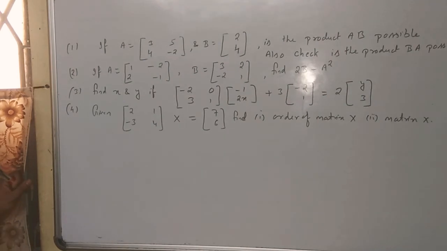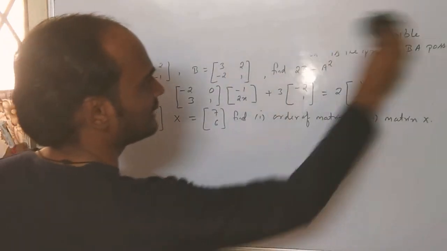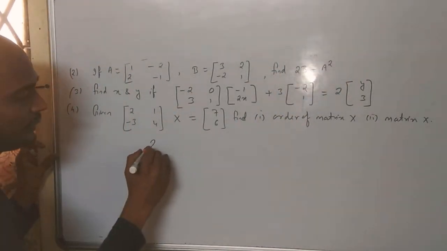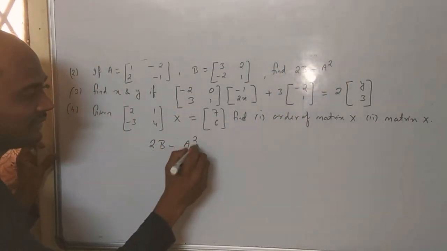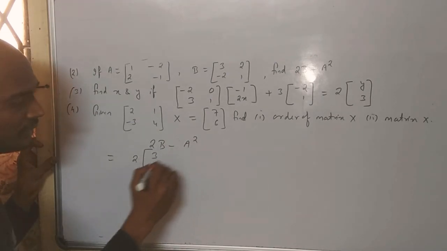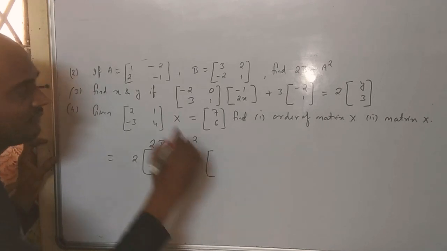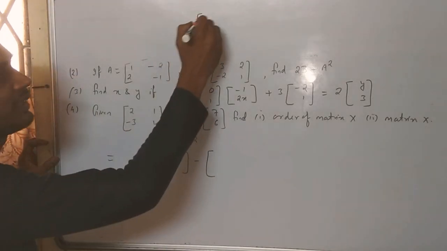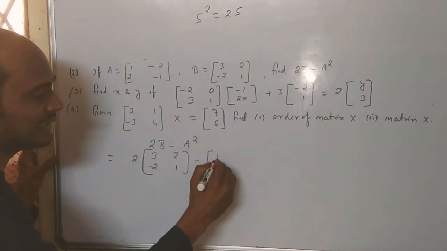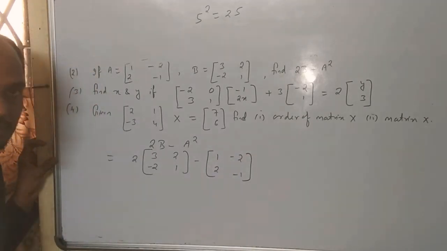Now the second question, here A and B are two matrices given and we have to find 2B minus A square. So 2B means 2 into matrix B, that is 3, minus 2, 2, 1, and minus A square. See, when you are finding a square, suppose I ask you to find the square of 5, you are directly doing 5 square, 25. But in case of matrices, we need to multiply. Don't find the square of each of the terms.